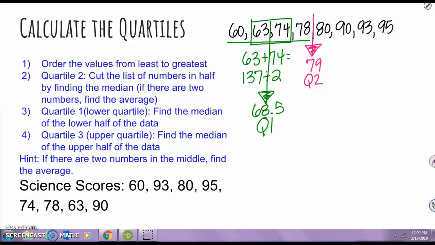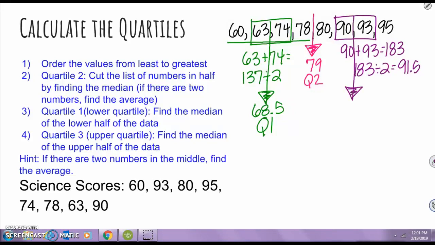Quartile 3 is the median of the upper half of data. Again, I have 2 numbers in the middle, so I'm going to add 90 plus 93. That is going to give me a total of 183. I divide that number by 2 to find the average, and that gives me 91 and 5/10. That means quartile 3 is 91 and 5/10.